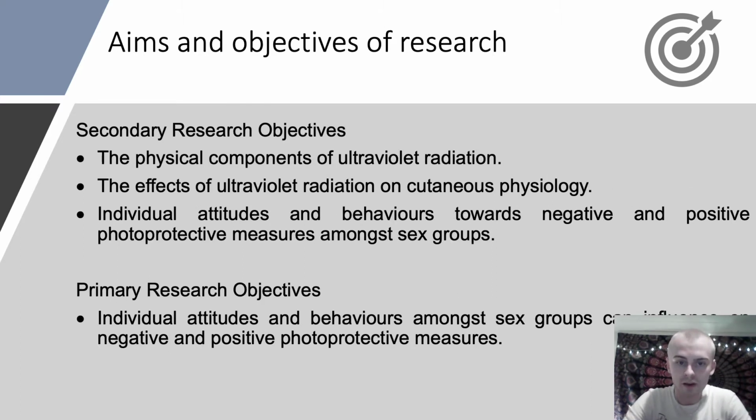So the objectives for this research were split into two categories. The secondary research objectives were identifying the physical components of ultraviolet radiation, identifying and evaluating the effects of ultraviolet radiation on cutaneous physiology, which is just the skin, analysing and critiquing individuals' attitudes and behaviours towards negative and positive photoprotective measures among sex groups, and the primary research objective was to investigate and compare if individual attitudes and behaviours among sex groups can influence negative and positive photoprotective measures.